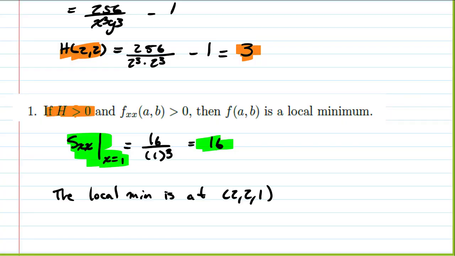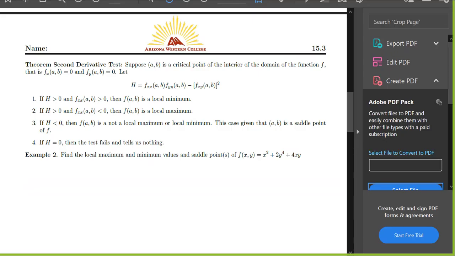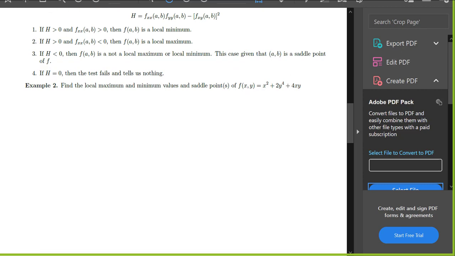All right, so let's head back to our next example. That is not the right section. There we go.